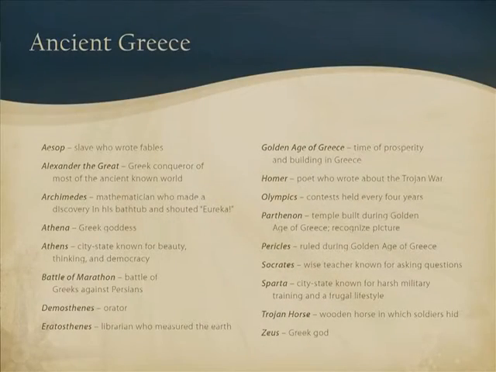This would be an example of the key content for one of the units in level 3. So you see we've identified the names, places, and events that we want the students to know, as well as giving a short definition or description of what it is that the student ought to know about those things.